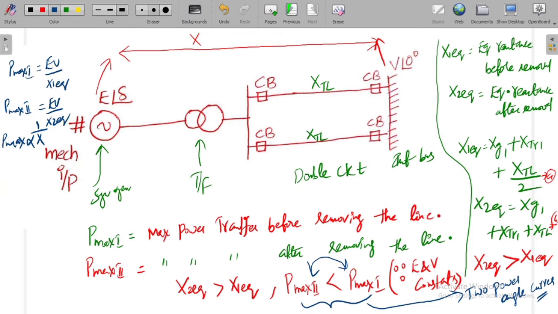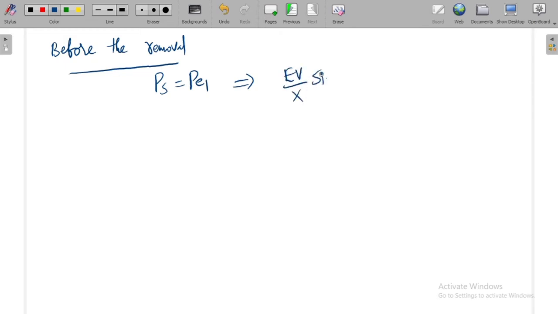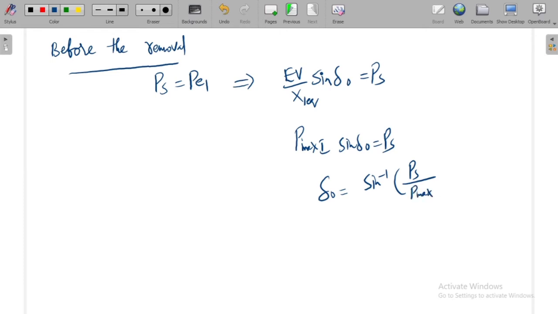Now let me understand that before the removal, what is the relation between the shaft power and electric power? PS is equal to PE1 before the removal. So what is PE1 for a synchronous generator? EV by X into sine delta 0, right? And this is PS. EV by X1 equivalent can be taken as Pmax1 sine delta 0, and it is PS. From this we can find delta 0 as sine inverse of PS by Pmax1.